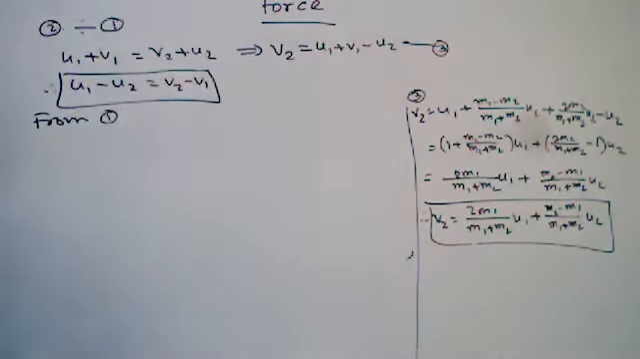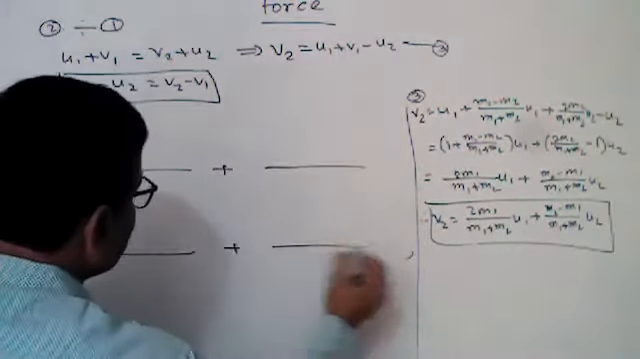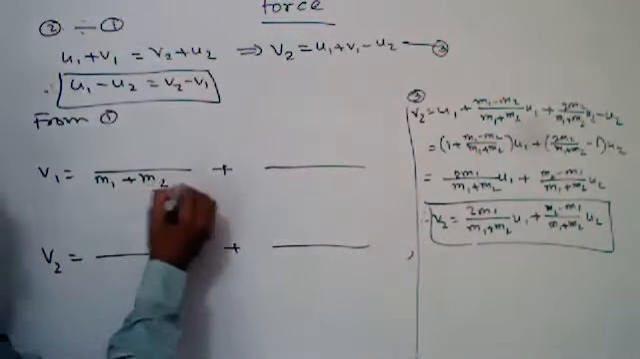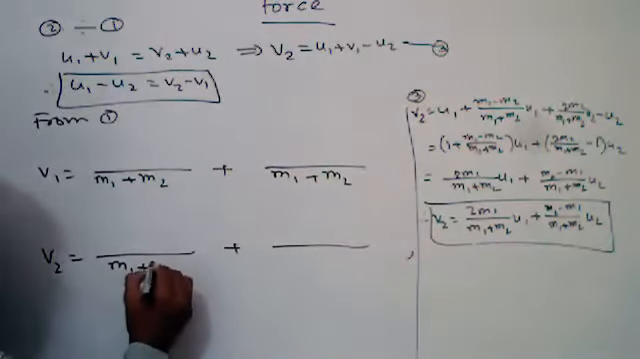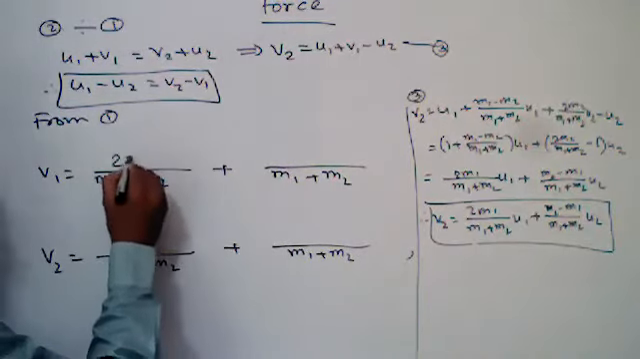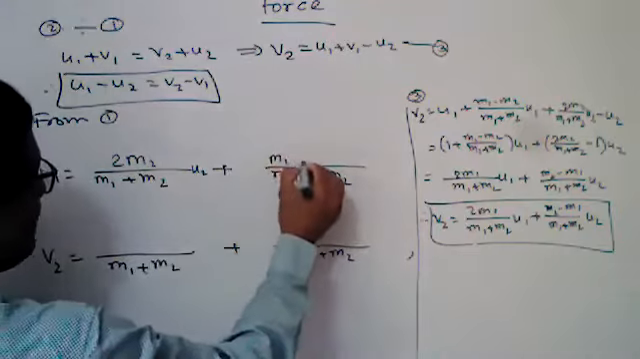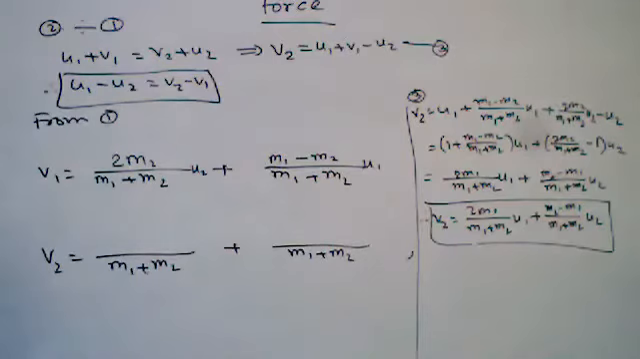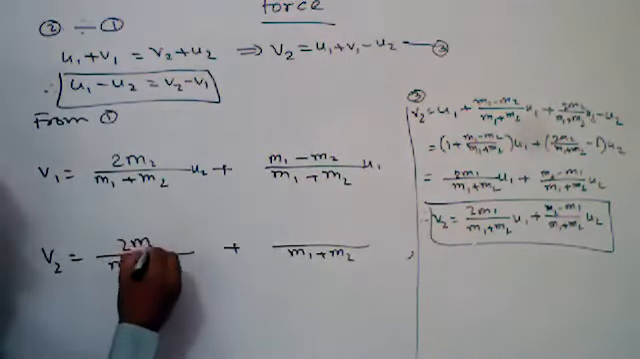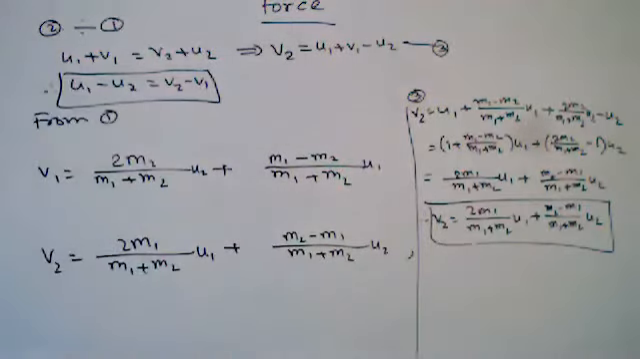V1 and V2, it is easy. The denominator is m1 plus m2 in each. For V1, the first term will be 2m2 and the velocity will be u2, and the second term is m1 minus m2 into u1. For V2, the first term is 2m1 into u1, and the second term is m2 minus m1 into u2. Okay? V1 and V2.